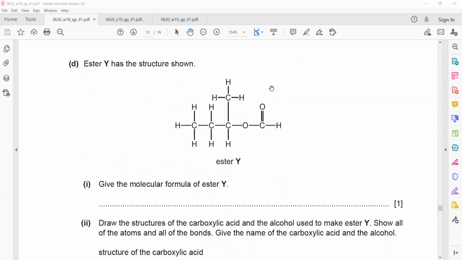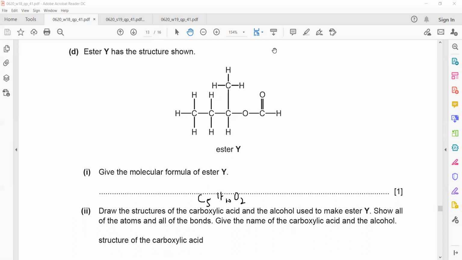Then give the molecular formula of the ester. The molecular formula means how many carbon atoms. So how many carbons? 1, 2, 3, 4 and 5 carbons. So C5. How many hydrogens are there? 3, 4, 5, 6, 7, 8, 9, 10. So C5, H10 and O2. That is the molecular formula.